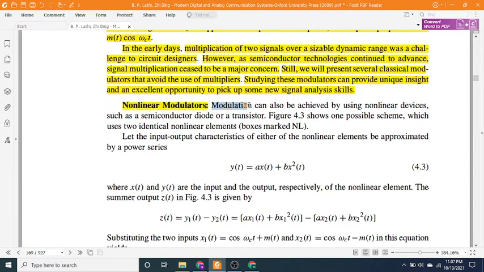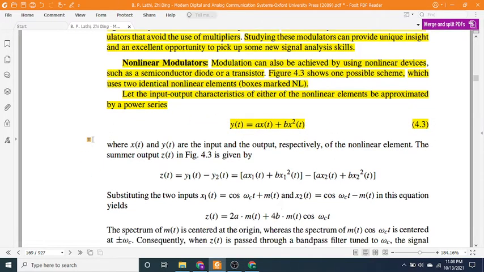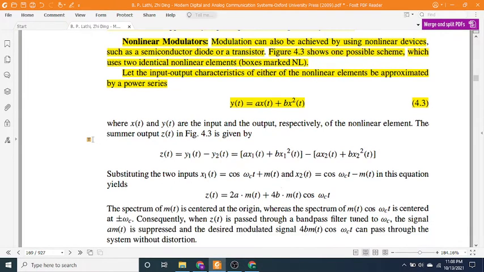Nonlinear modulators. Modulation can also be achieved by using nonlinear devices, such as a semiconductor diode or a transistor. Figure 4.3 shows one possible scheme, which uses two identical nonlinear elements, boxes marked NL. Let the input-output characteristics of either of the nonlinear elements be approximated by a power series: y(t) = a x(t) + b x²(t) (4.3), where x(t) and y(t) are the input and the output, respectively, of the nonlinear element.